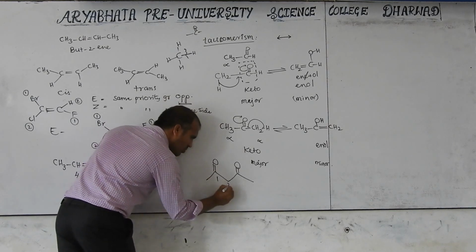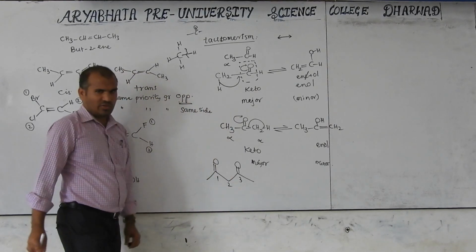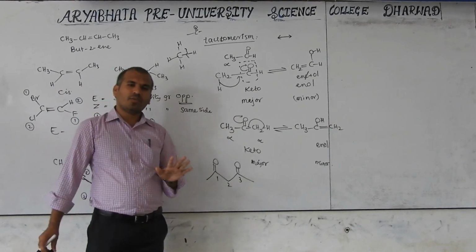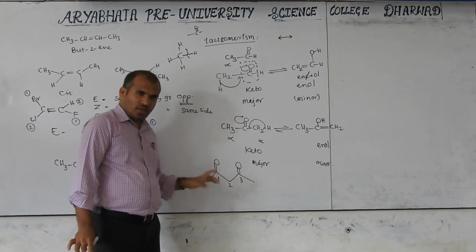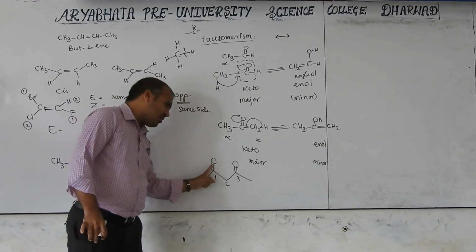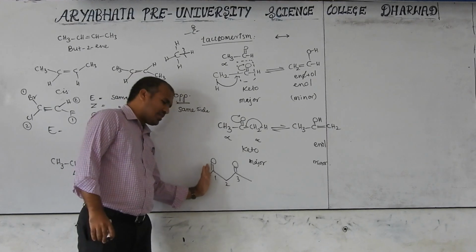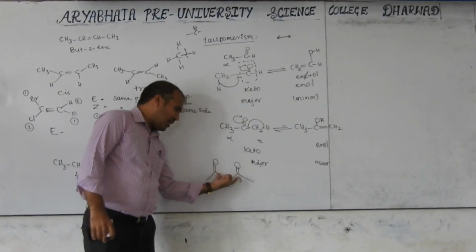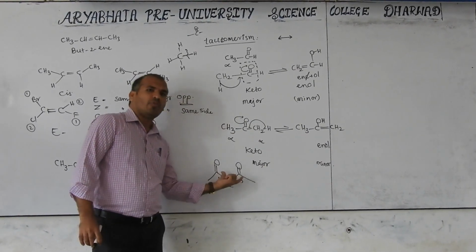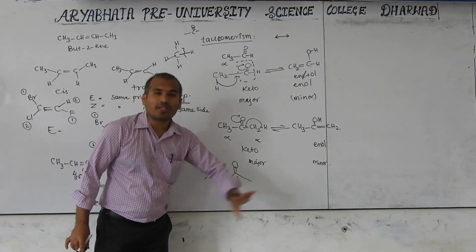This is called 1, 2, 3. 1,3 diketone. Here I am not using IUPAC numbering. I am only indicating the position of this keto group. If you start from this side, 1, 2, 3, it means at which position they are located? 1,3 position. Not according to IUPAC numbering.